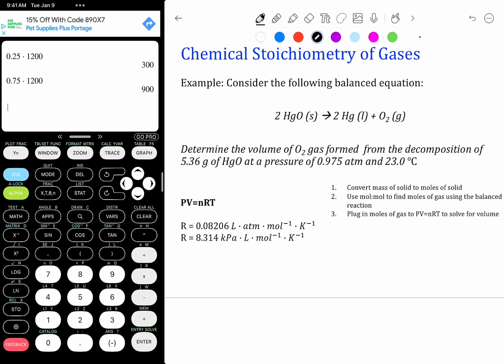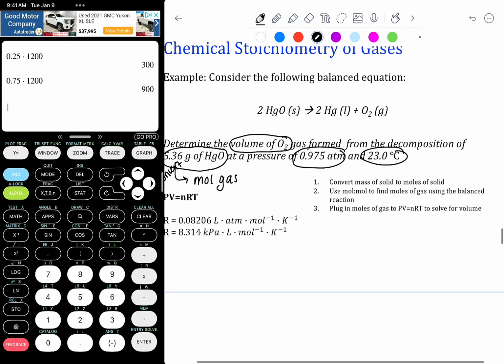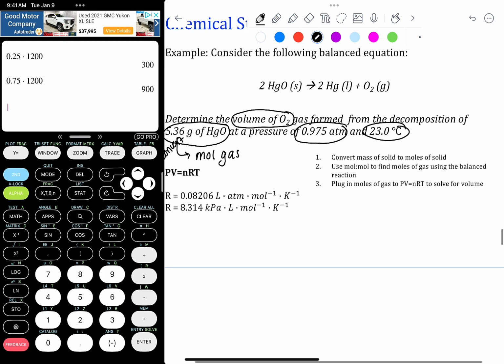Because if I want to find the volume of a gas, and I'm given pressure and temperature, we can use the mass of one reactant and convert to moles of the gas. Okay, we know how to convert from one reactant to a product. We've done that before. Now we're going to use that mole of product, and we're going to plug it into our PV equals nRT to solve for volume. So I have a little chart here, or some steps here for this.